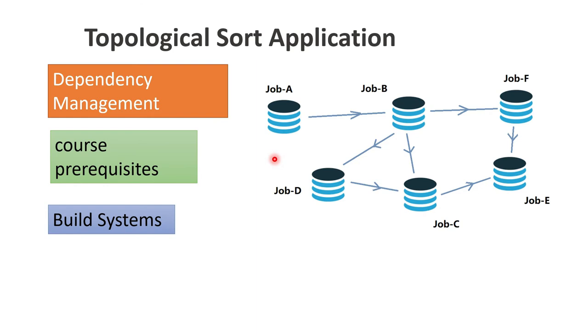Build systems. Suppose some build is running and I have to first build this one, then if we build this one, some downstream application, then only we have to maintain this build system in a correct order. So how will we determine that? For that purpose also we can use topological sorting.